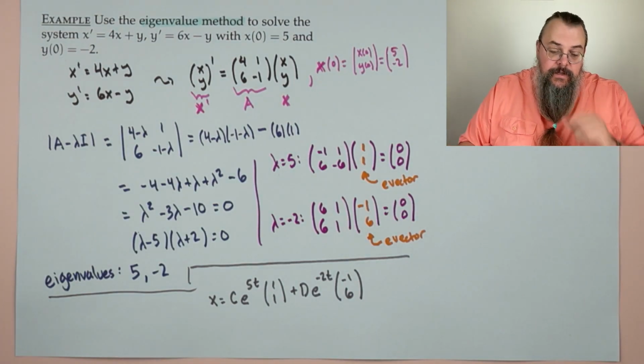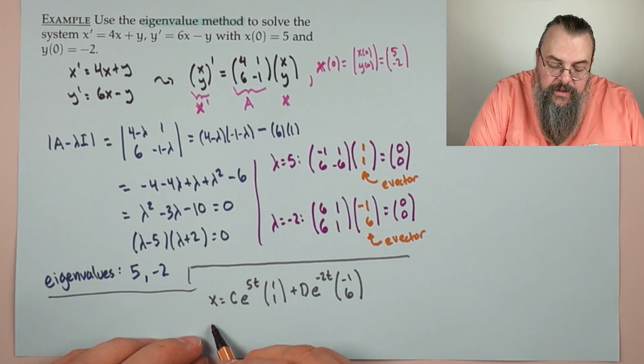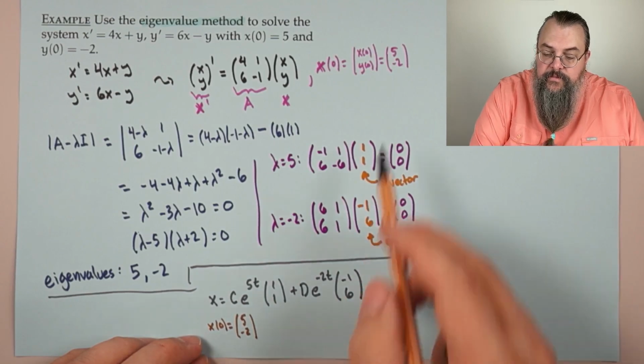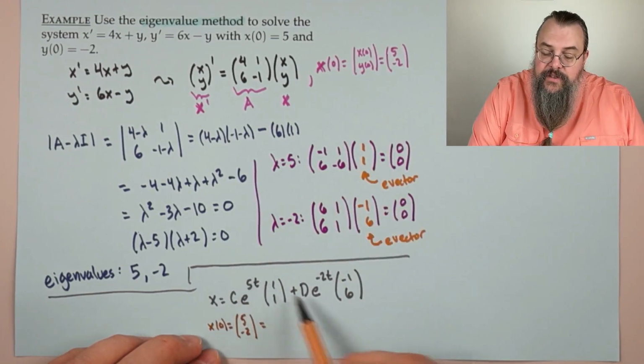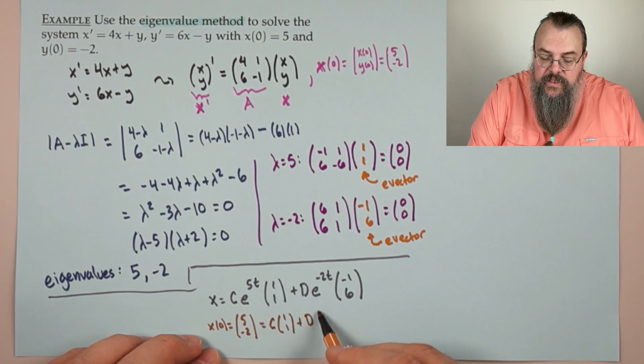Okay, so now we plug in 0. So x of 0, which is 5, negative 2, right? That's what we did here. So that equals, now e to the 0 is always 1. So that's some constant c, 1, 1, plus a constant d, minus 1, 6.